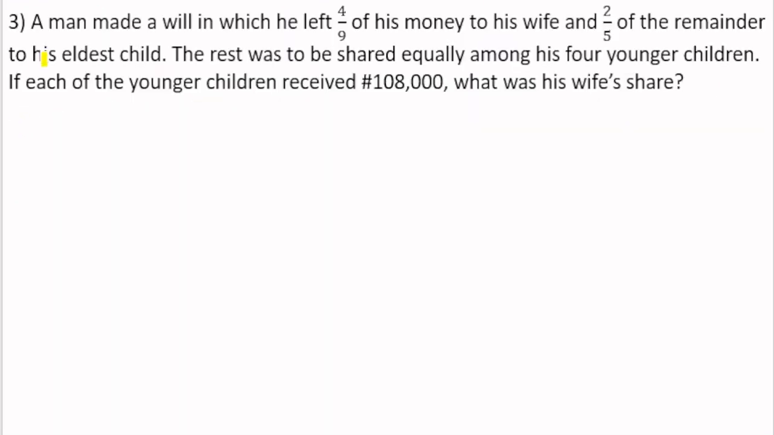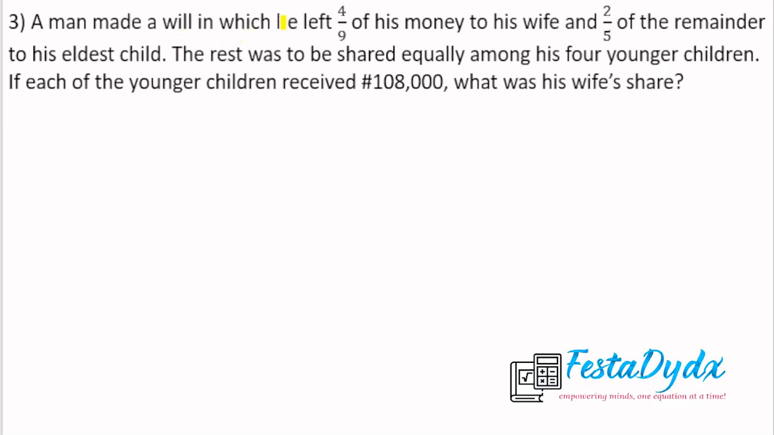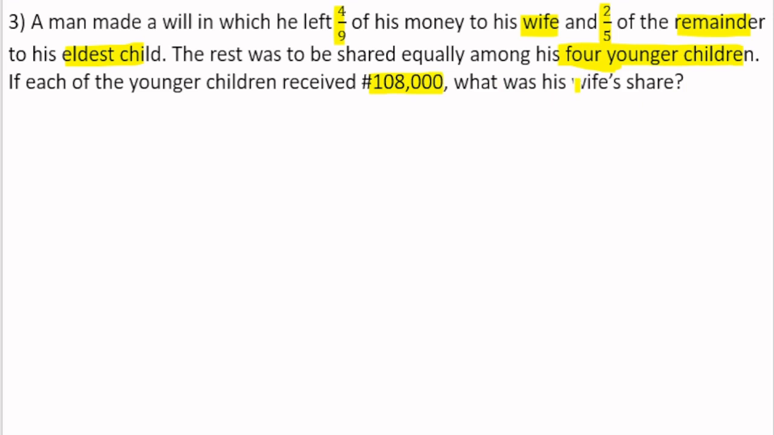So for question number 3, we have a man who made a will in which he left 4/9 of his money to his wife and 2/5 of the remainder to his eldest child. The rest was to be shared equally among his 4 younger children. If each of the children received 108,000, what was his wife's share? So for this question, we are looking for the wife's share, not the original money that was shared among them. So let's break this information down bit by bit.